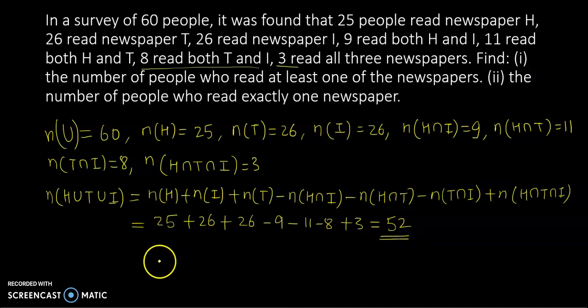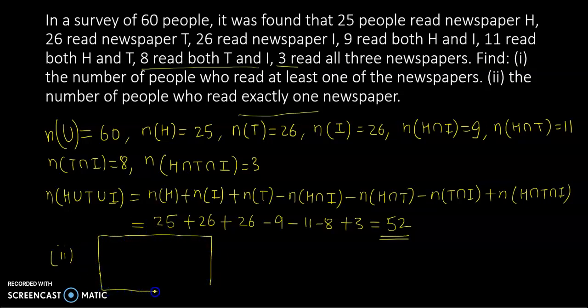Now let us understand the second part, and I would prefer to solve it by using a Venn diagram. It asks for the number of people who read exactly one newspaper. So I will be drawing a Venn diagram here. Let me find some space. I have people reading H, people reading T, and people reading I. Okay, it's not going to serve the purpose. I need a little bigger space, so let me clean this up.